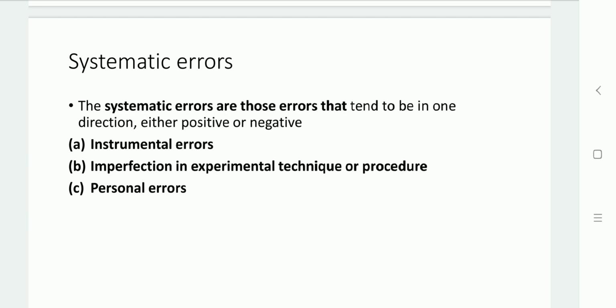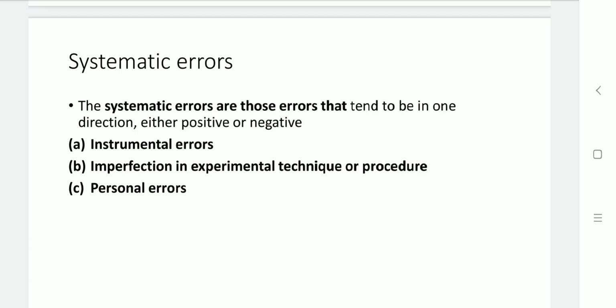We can also get it through the thermometer. If we use a thermometer to measure the temperature of boiling water, it is supposed to display 100 degrees Celsius. But if it gives 104 degrees Celsius, then there is a 4 degree error produced by that thermometer. So this is how instrumental error can occur.